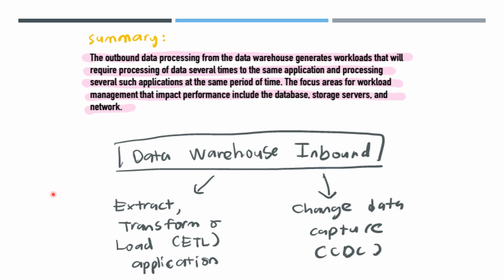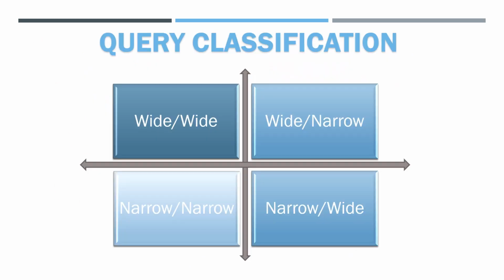The next slide. There are primarily four categories of workload generated today. So there are four types of query classification. First is wide, second is wide narrow, third is narrow, and the last one is narrow wide. I'm going to look at them one by one in the next slides.